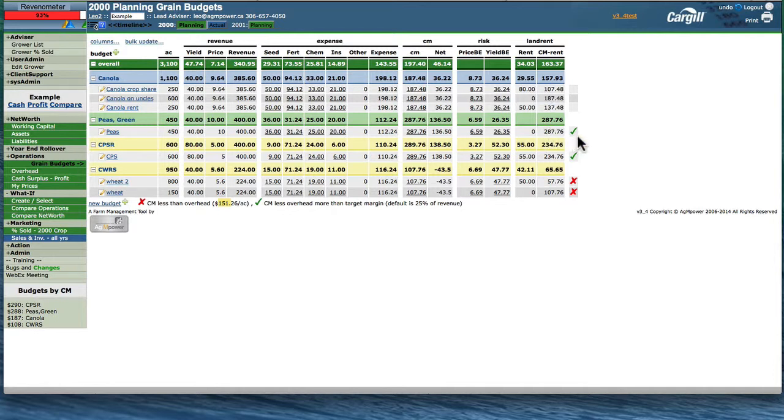Also for reference, the green check marks and red X's. The green check mark means that we're hitting our target of $100 an acre. The red X means that we actually are getting a negative margin here, that 40 bushels to the acre at $5.60 a bushel equals $224 an acre is not enough to pay for the $116 and the $151 of overhead. Growing wheat in this case is putting you into the red.